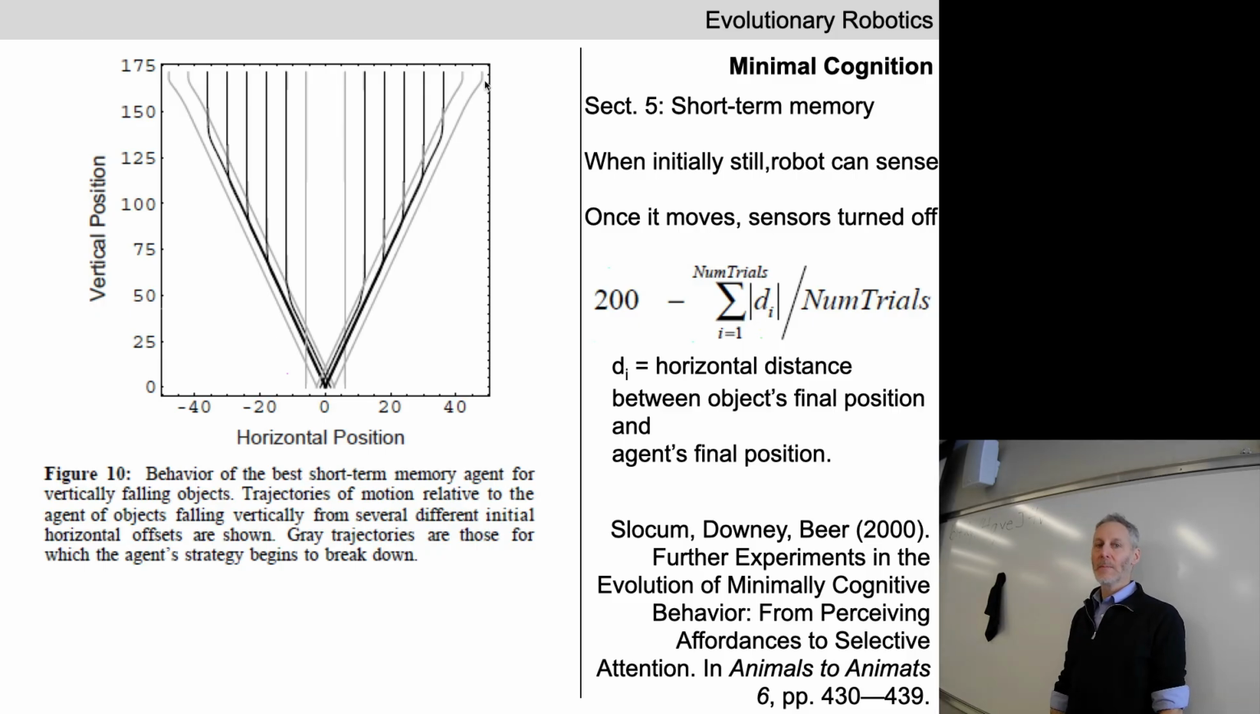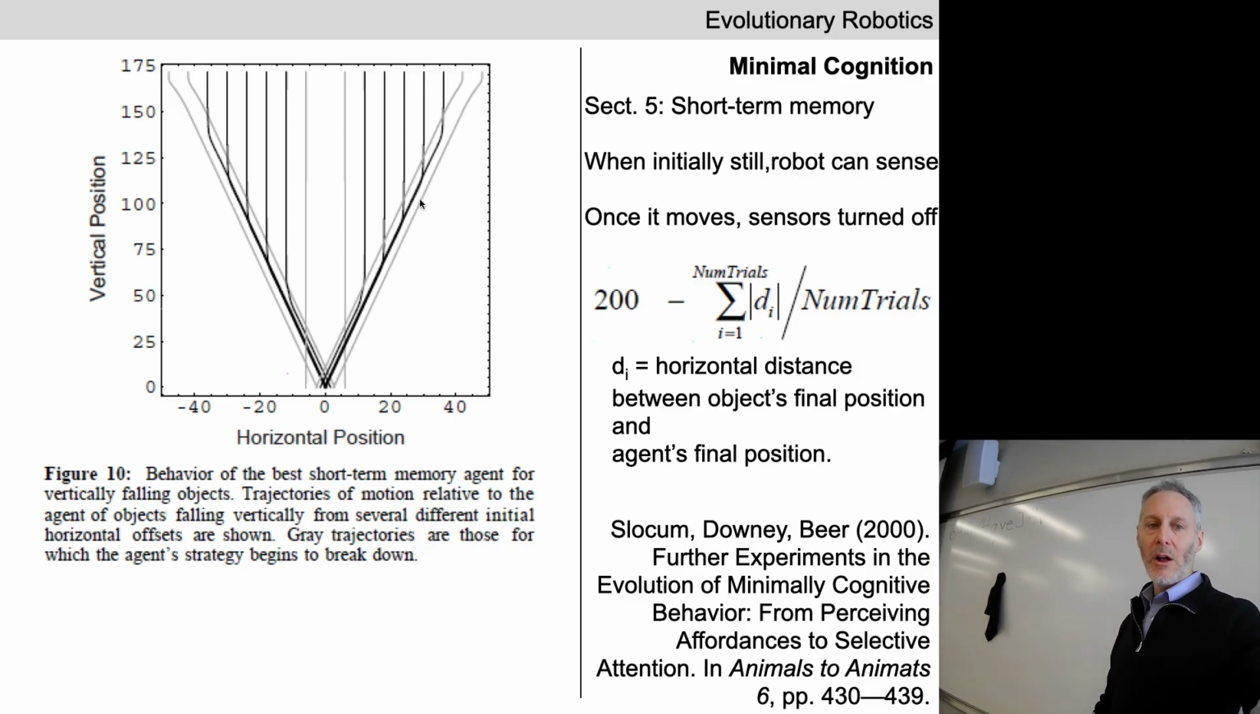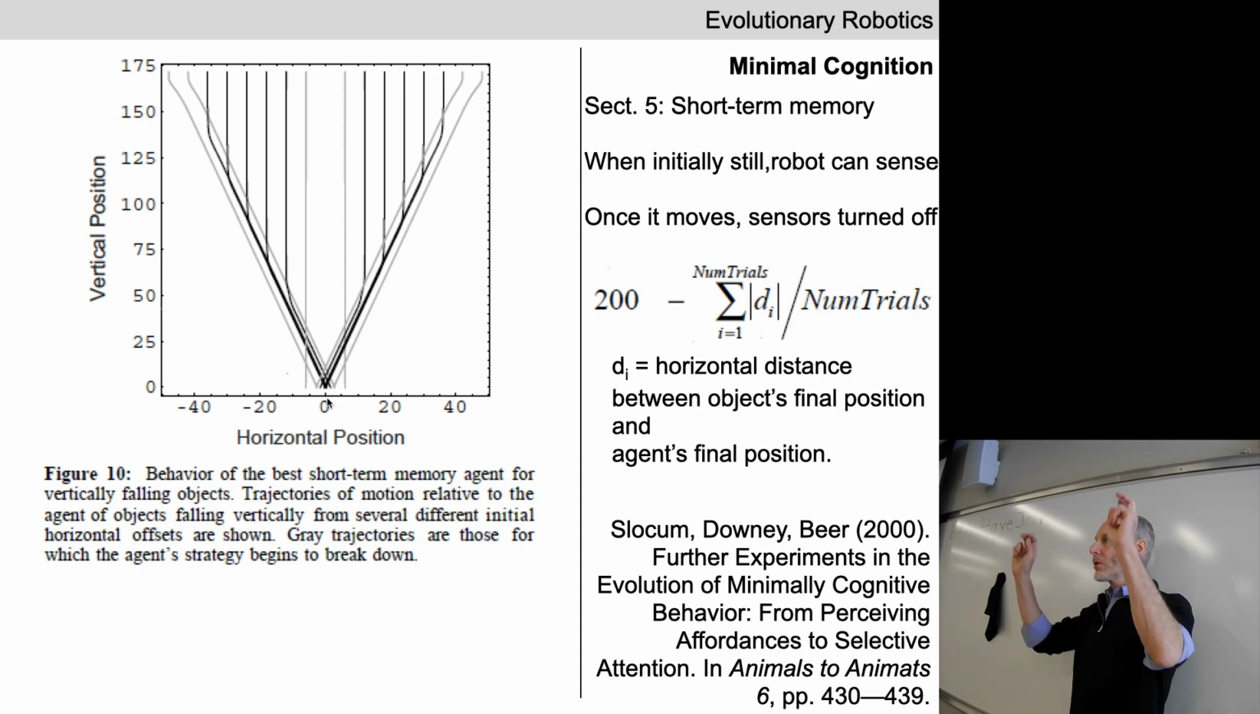What's happening here? You'll notice that if you visually follow any of the gray trajectories, they don't reach 0 on the horizontal axis. The robot, quote unquote, misses the object. It was wrong about where it thought, or, quote unquote, predicted, the object was going to hit. Why? These are the extrema. Why is this difficult for the robot?